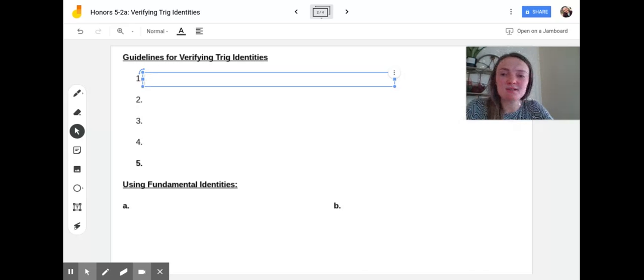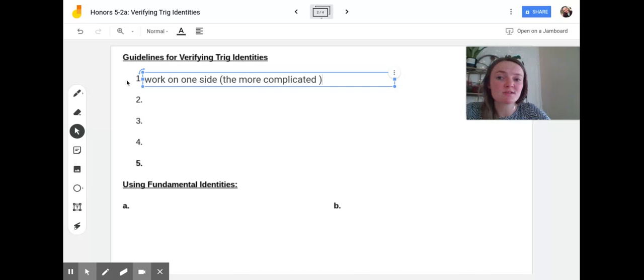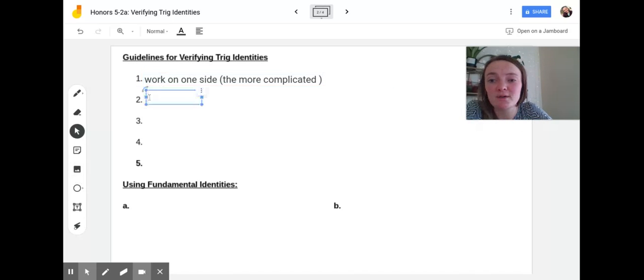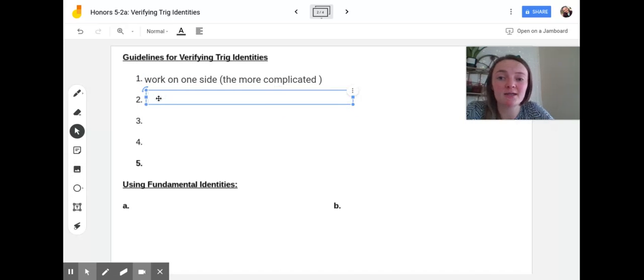All right. So basically, you just need to work on one side. The first thing is work on one side, preferably the more complicated side. That's the first thing you need to do when you're verifying a trig identity: work on one side, preferably the side that looks more complicated, because you're going to have more options to deal with. All right, so next thing you want to do is look to factor. That's going to be a big tell for you.